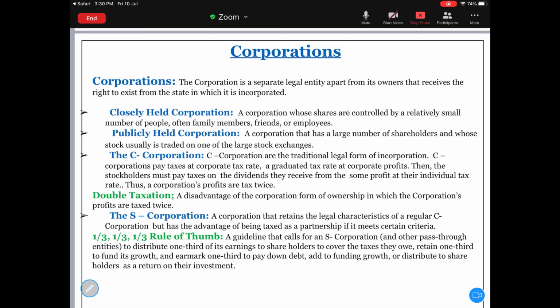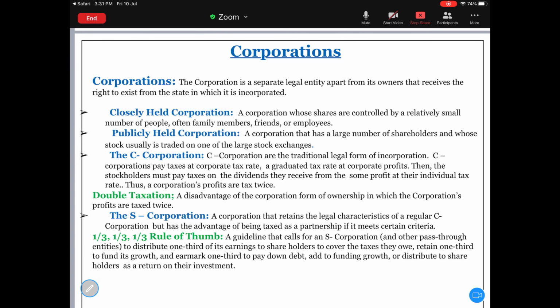Actually, it is a disadvantage of a corporation form of ownership in which the corporation's profits are taxed twice: first, corporation tax, and secondly, each individual stockholder will pay a tax on the dividends which they receive.